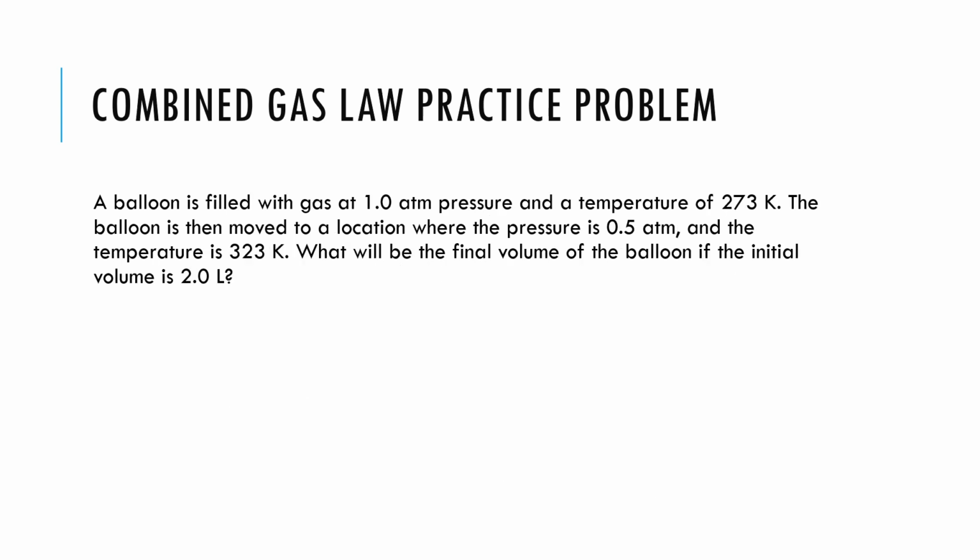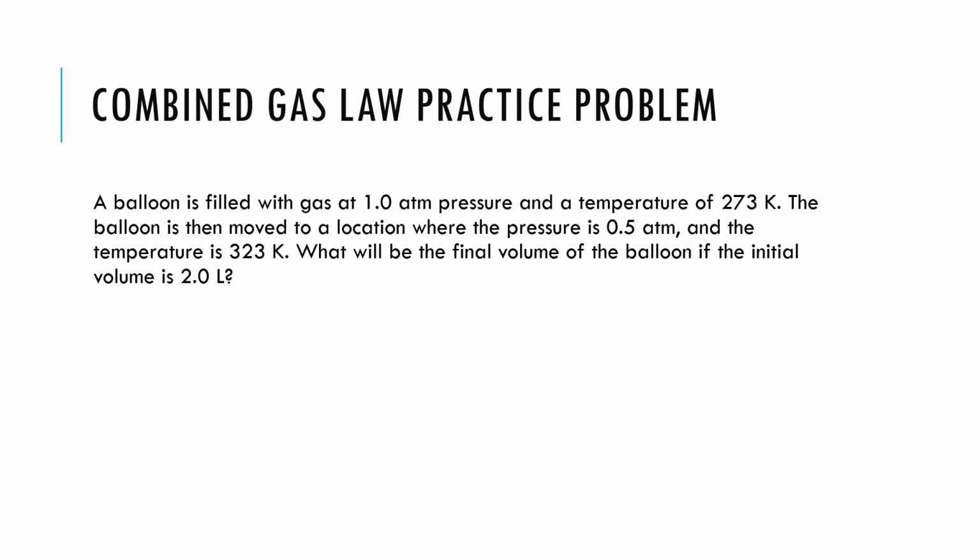In the second practice question I've written, we have a balloon now, and a balloon is filled with gas at 1 atmosphere pressure and a temperature of 273 Kelvin. The balloon is then moved to a location where the pressure is 0.50 atmosphere and the temperature is 323 Kelvin. What will be the final volume of the balloon if the initial volume is 2.0 liters?